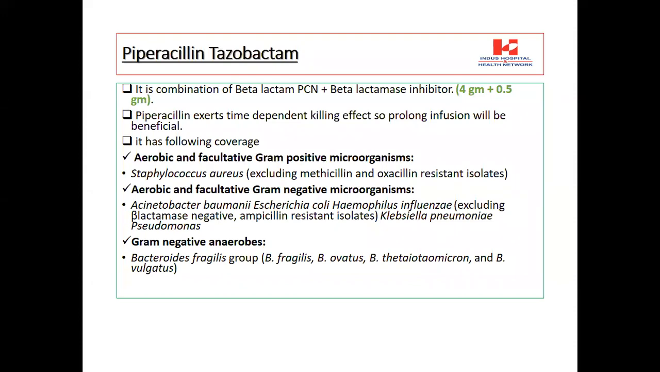It covers the following possible organisms: Staph aureus MSSA, Acinetobacter if it is sensitive, and Bacteroides anaerobes, and also a variety of other organisms like Pseudomonas and E. coli.